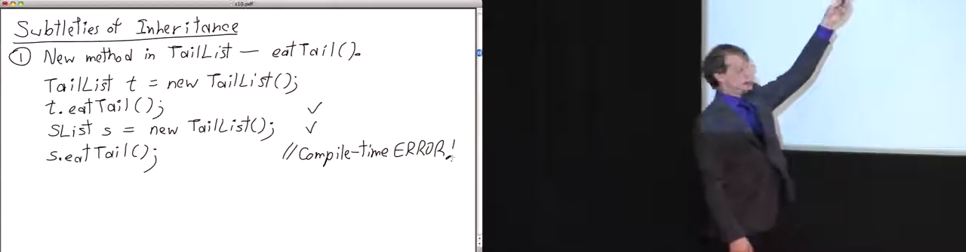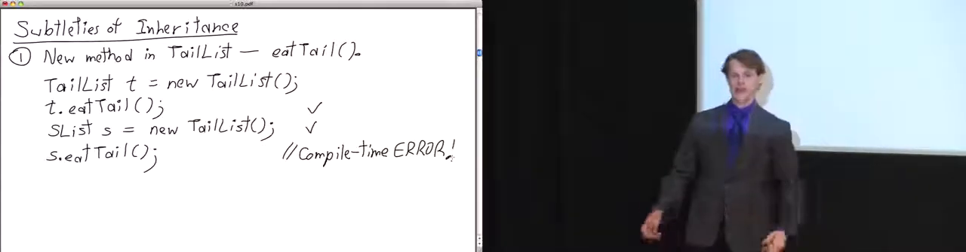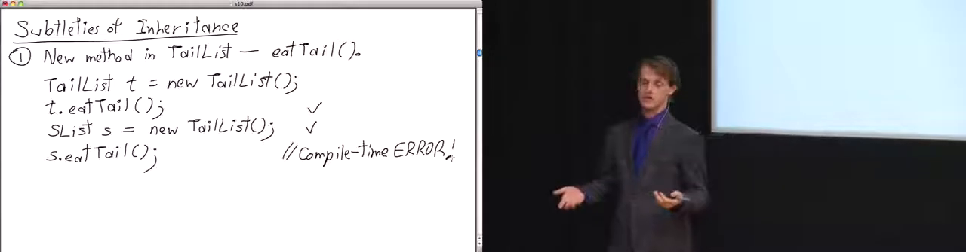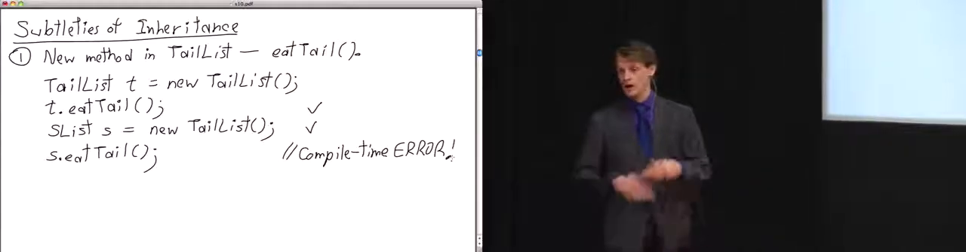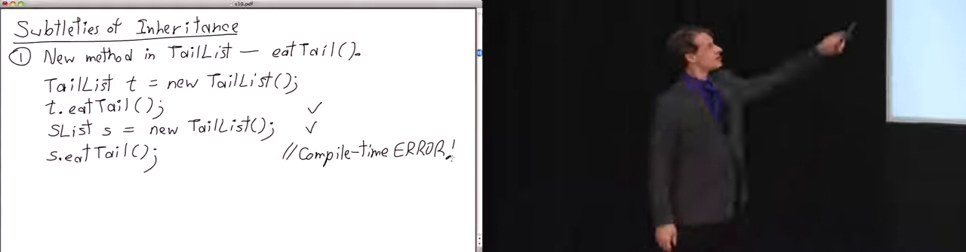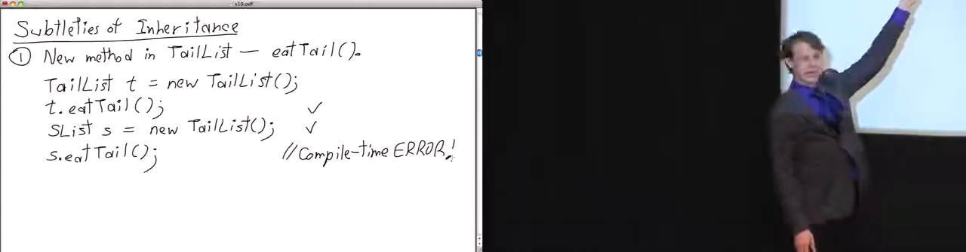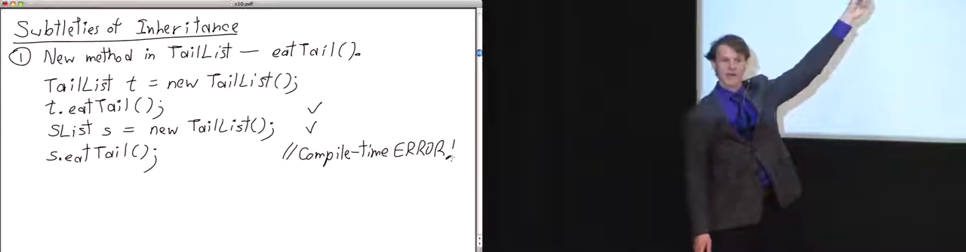And of course, the line of code above assigned it a tail list, but Java doesn't notice that. Java basically compiles on a line-by-line basis. And all it knows is that not every SList has an eatTail method, so it's not going to compile this line of code.